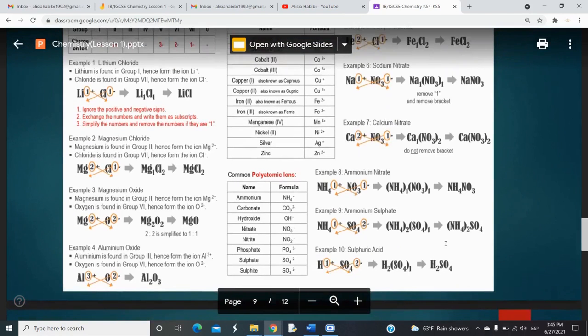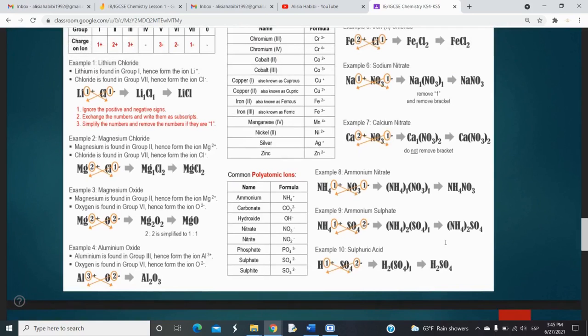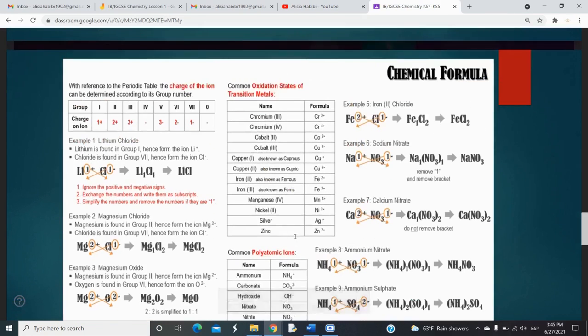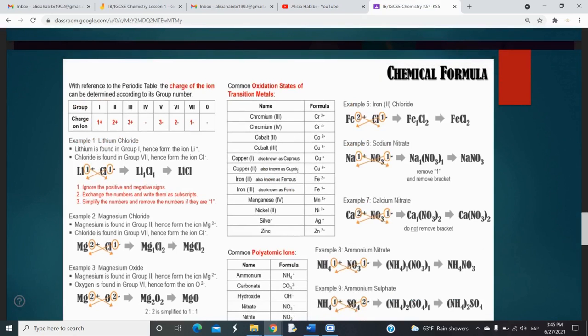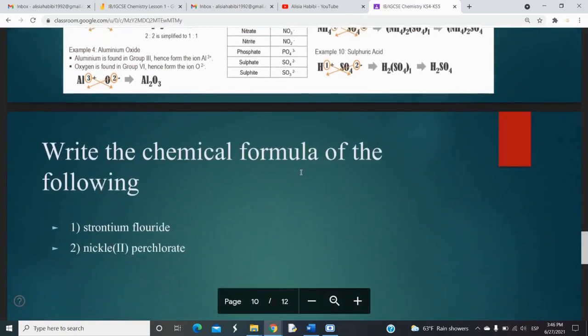And so on, guys. So these are more examples. I'm just going to allow you to go through this for now. And as you can see, this also contains some common polyatomic ions that we normally use mostly in chemical formulas, and some examples of transition metals and their oxidation states. So I'm going to move on so we can do an example.